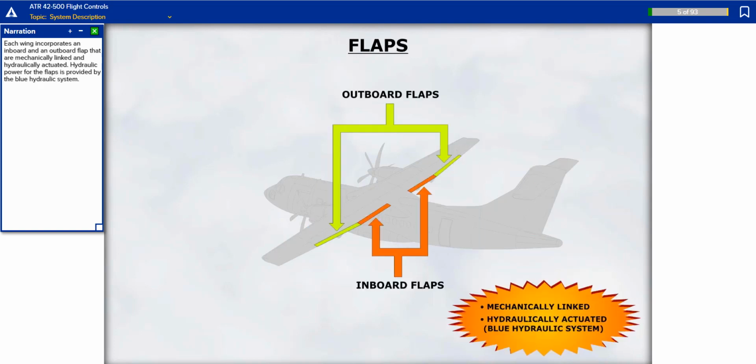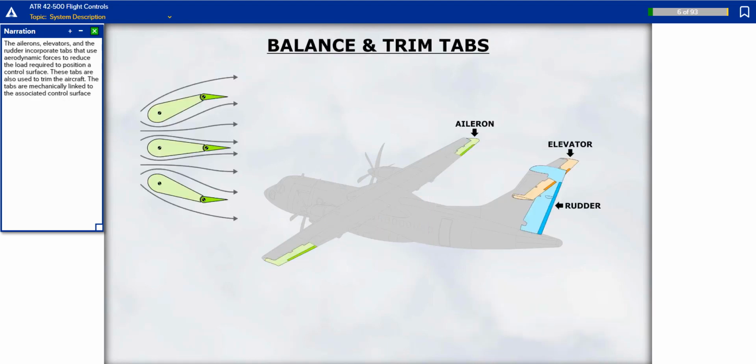Each wing incorporates an inboard and an outboard flap that are mechanically linked and hydraulically actuated. Hydraulic power for the flaps is provided by the blue hydraulic system. The ailerons, elevators, and the rudder incorporate tabs that use aerodynamic forces to reduce the load required to position a control surface. These tabs are also used to trim the aircraft. The tabs are mechanically linked to the associated control surface.